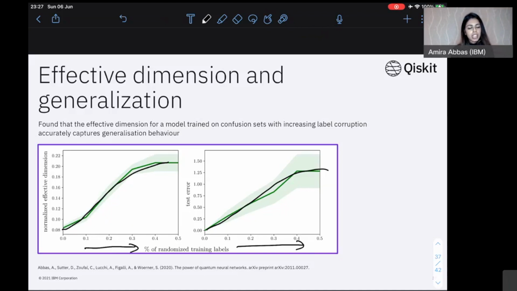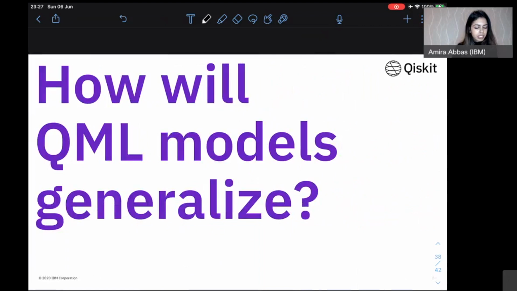And so a higher effective dimension for a model doesn't necessarily always mean a good thing, right? Because higher capacity could lead to overfitting, which leads to poor generalization performance. So this leads us to a question: how will quantum machine learning models generalize? Can we make a statement around this?